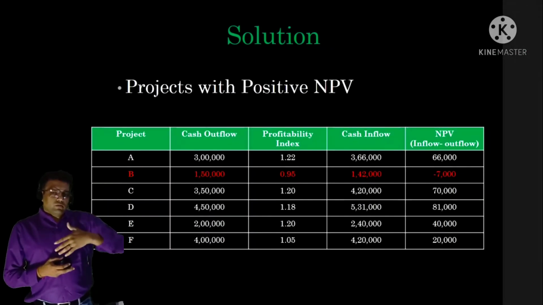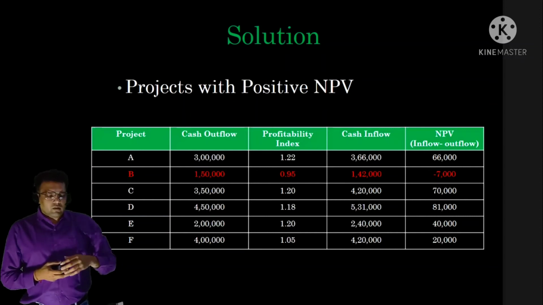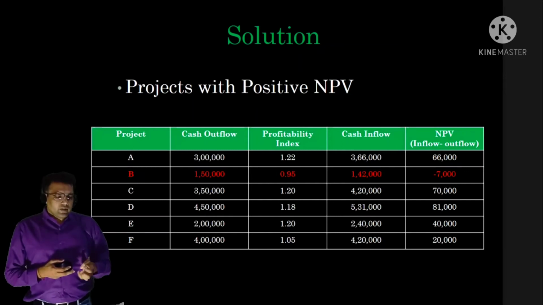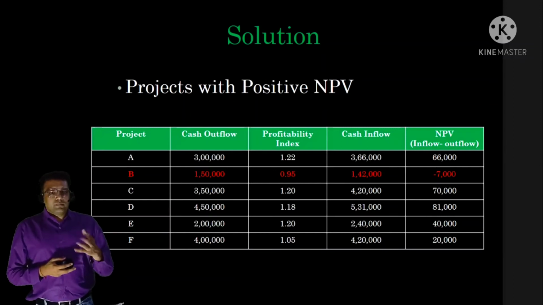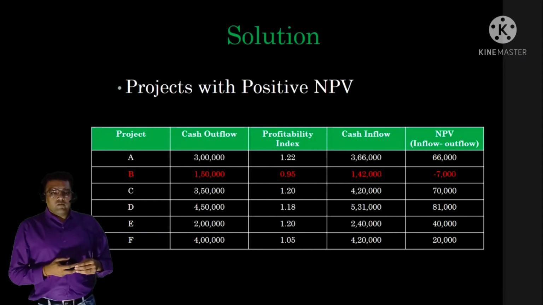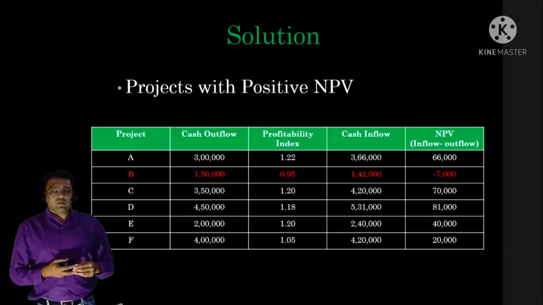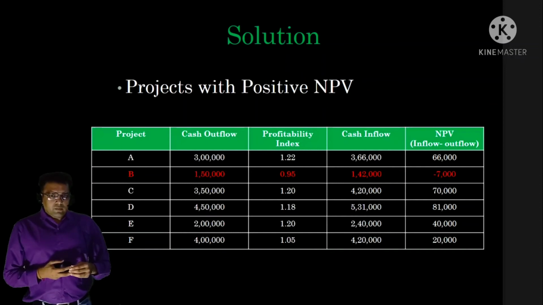Before making the capital rationing decision, first we need to find out the cash inflow, or you can say NPV, so that we can know how much income we generate from the project. By applying the present value formula, that is the PI formula, the profitability index formula, we can find out the inflows. The PI formula is present value of inflow divided by present value of outflow, and by applying this formula we come to know that project A gives a cash inflow of 3,66,000, and the NPV will be inflow minus the cost of the project, which is 3 lakh.